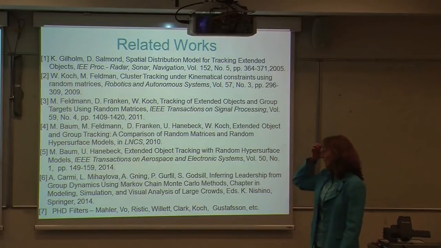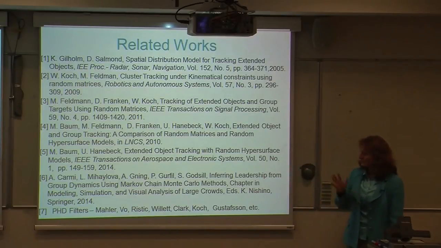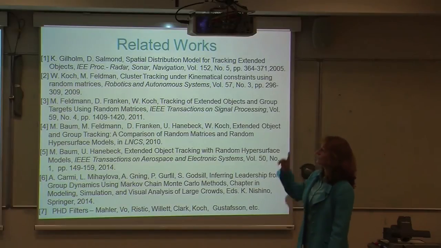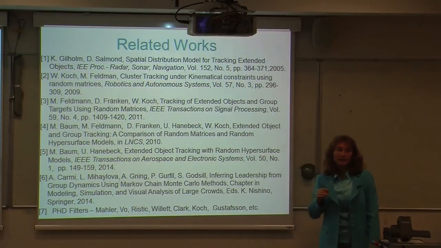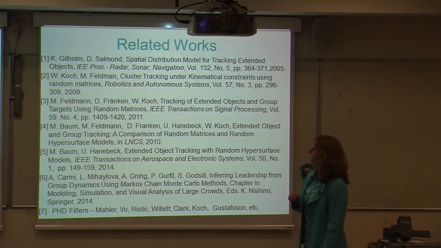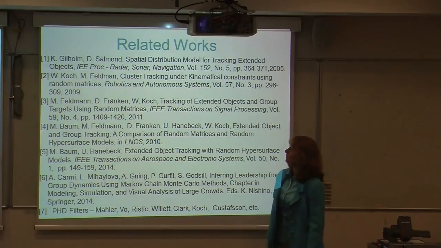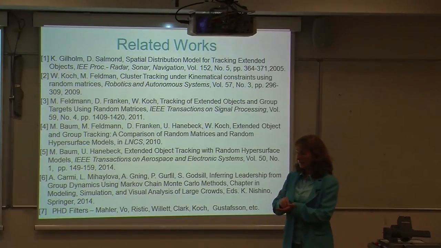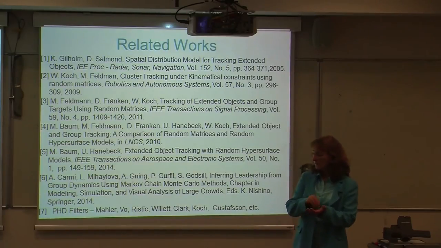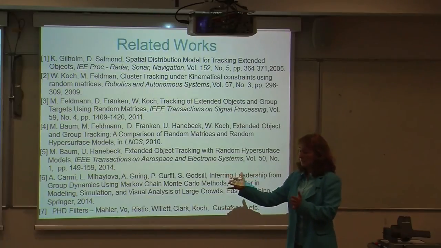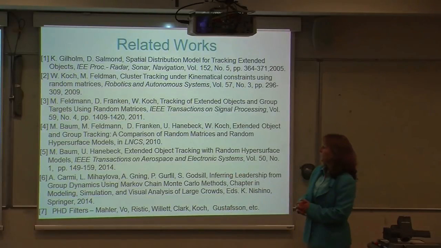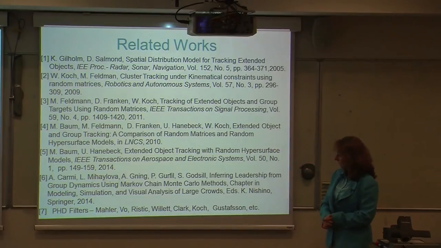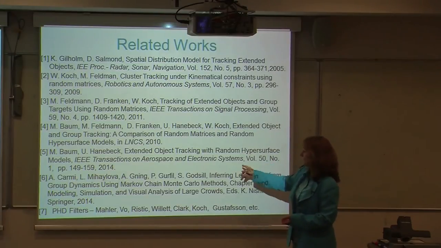I mentioned here some of the works of the ocean of existing works, but the work of Gilholm and Salmond is quite interesting and pioneering for modeling the spatial distribution. Then the group in Fraunhofer considers the extent as a random matrix. So they estimate the position, speed, acceleration of the object, but together with that how big it is. So this is a very powerful approach. That's the other group from Karlsruhe.